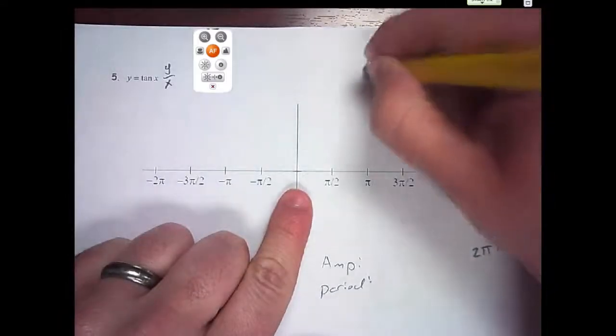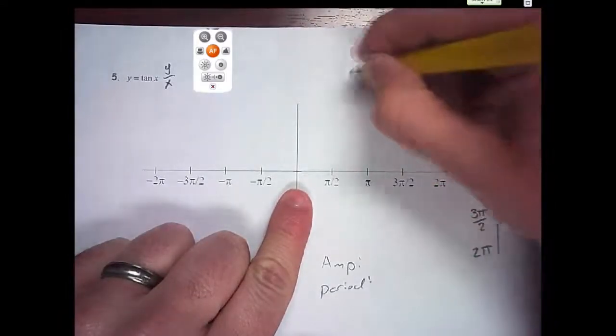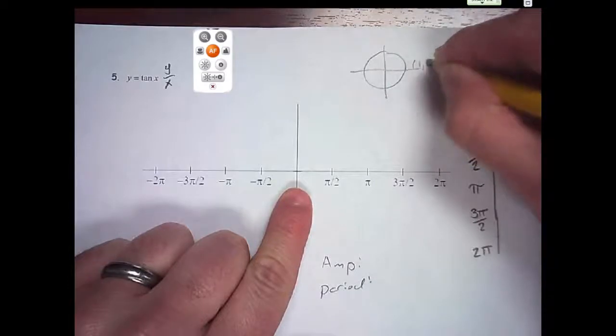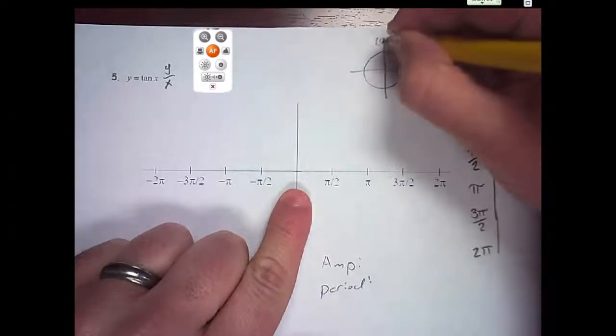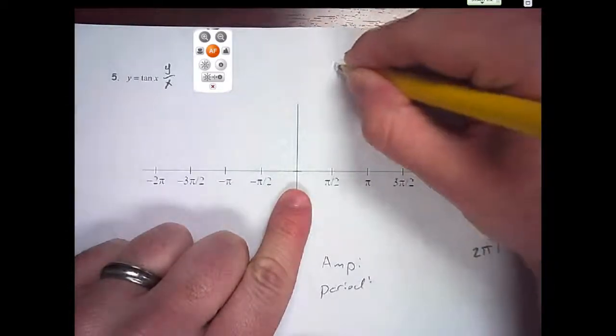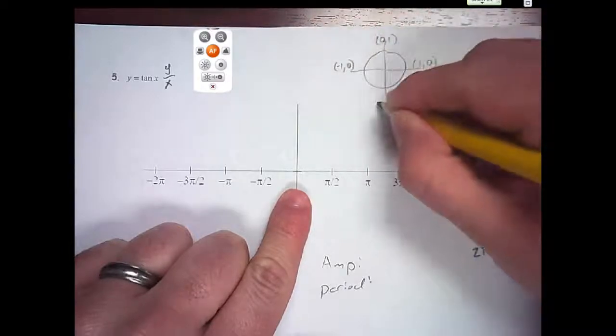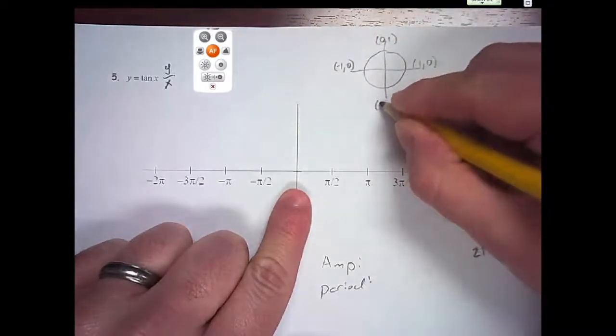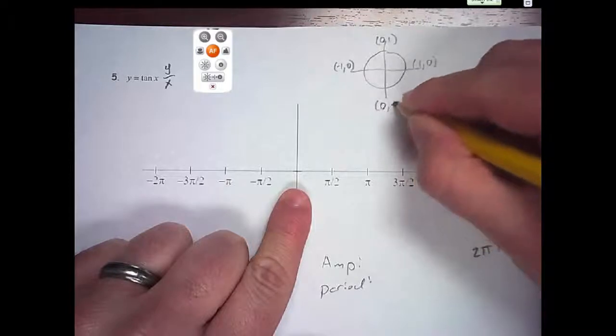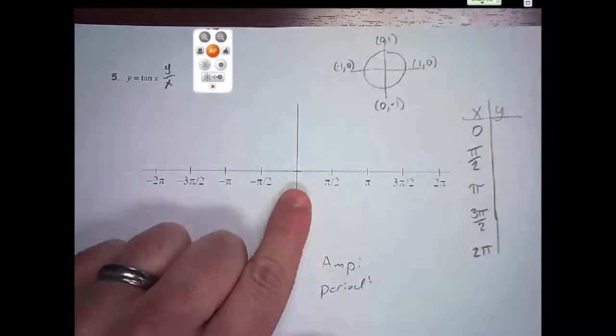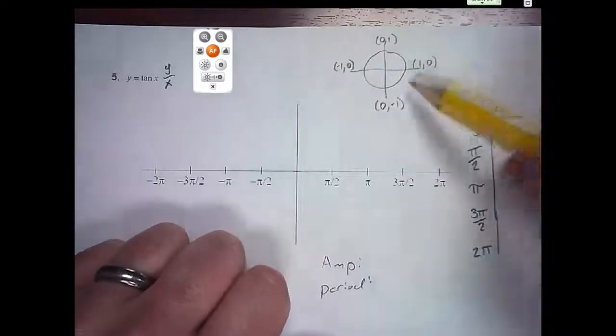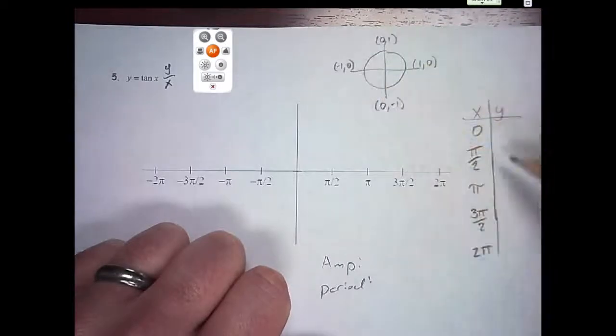So, unit circle kind of thing. This point right here is 1, 0. This point is 0, 1. This point is negative 1, 0. And this point right here is 0, negative 1. Okay? These are our 4 points that we're going to be looking at for right now.